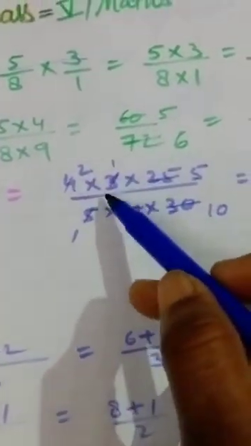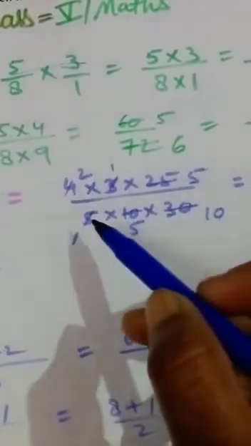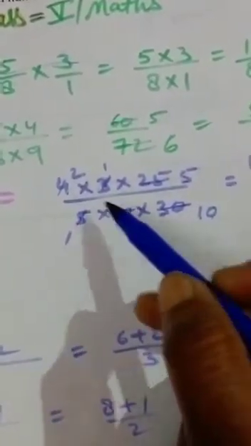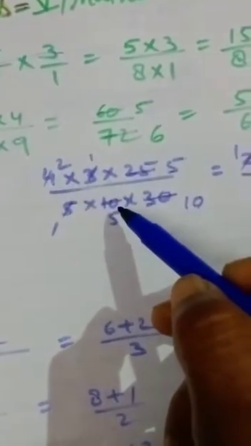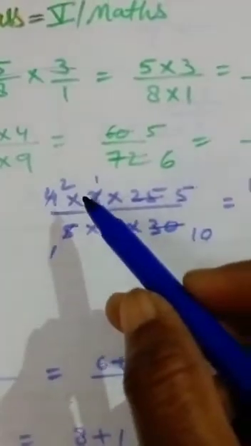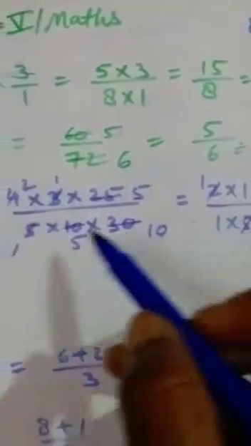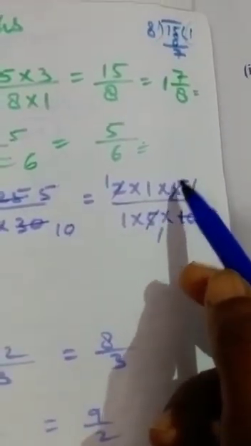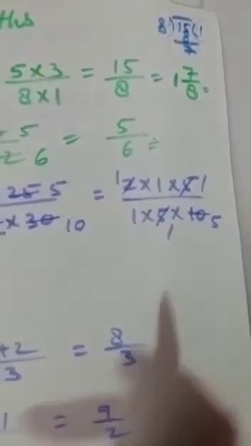Now cut it. 3 ones are 3, 3 tens are 30, 5 fives are 25, 5 ones are 5, 2 twos are 4, 2 fives are 10. Okay, the same table you have to cut for both numerator and denominator, not other tables. Now what is remaining? You have to see here: multiply 2 into 1 into 5 and 1 into 5 into 10. Again it should go: 5 ones are 5, 5 ones are 5, 2 ones are 2, 2 fives are 10.